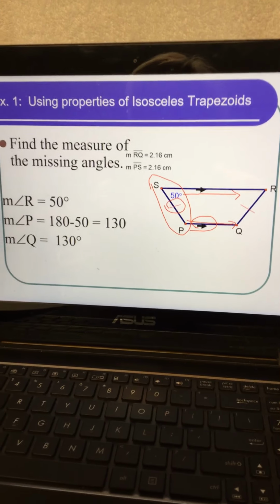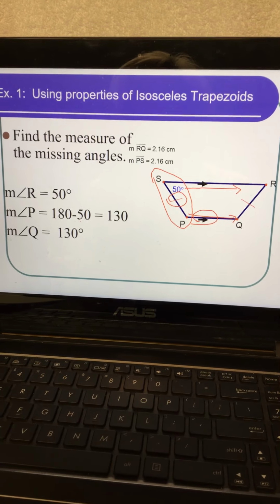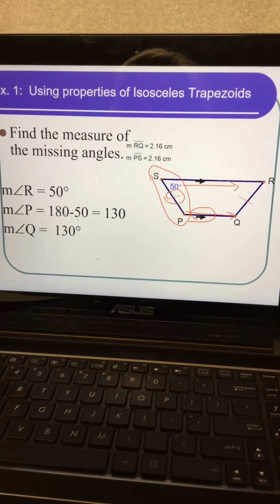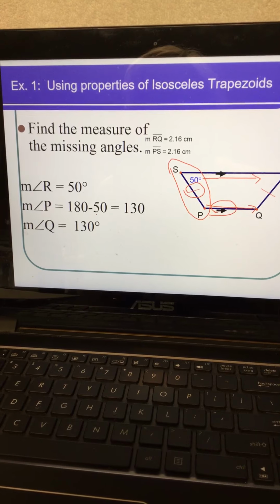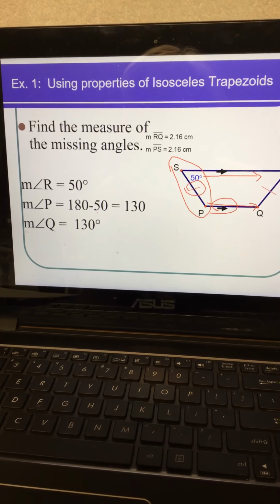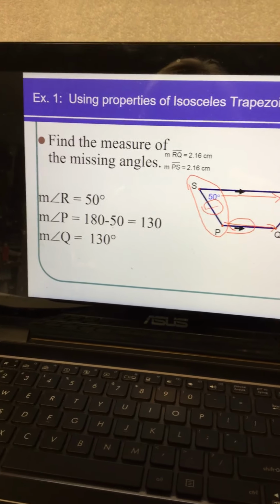The point I am trying to make with isosceles trapezoids is that opposite angles are not congruent. It's angles that are sharing a base that are congruent. And then angles that share a leg are supplementary.